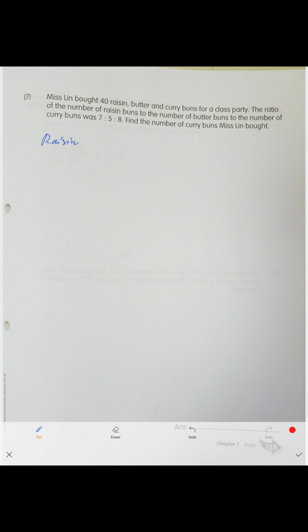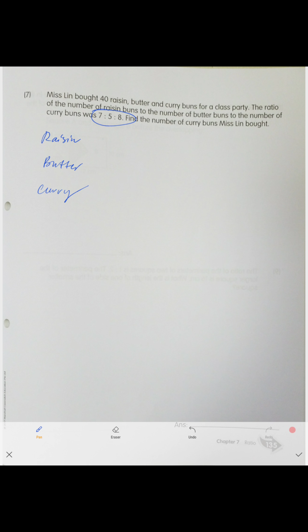Alright, next one. Miss Lin bought 40 raisin, butter and curry buns for a class party. The ratio of the number of raisin buns to the number of butter buns to the number of curry buns was 7 to 5 to 8. Find the number of curry buns. So you have your 3 types: raisin buns, butter buns, and curry buns. You have your ratio, so this is what you draw. You draw your units.